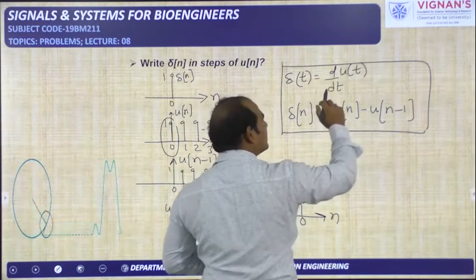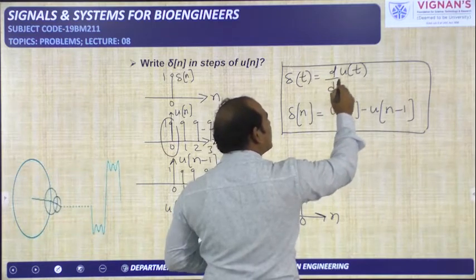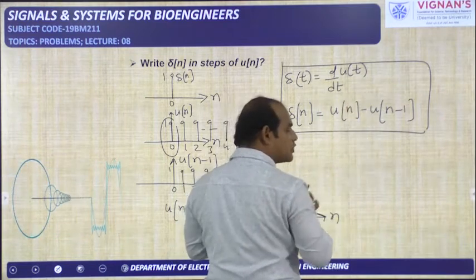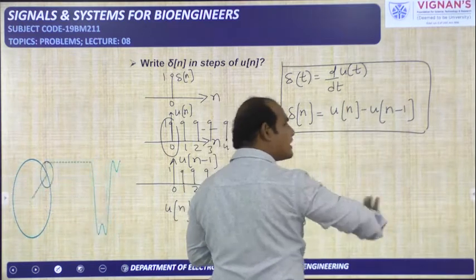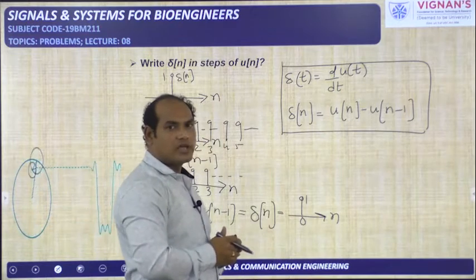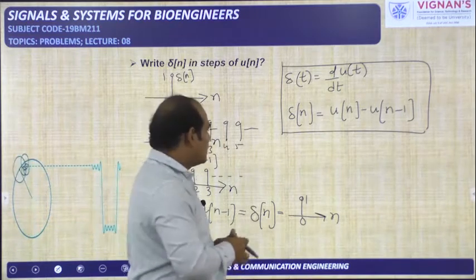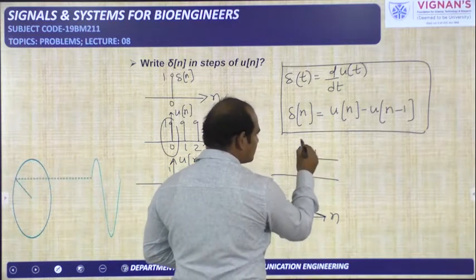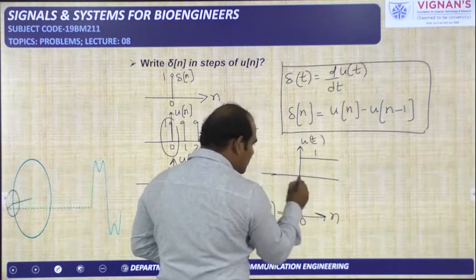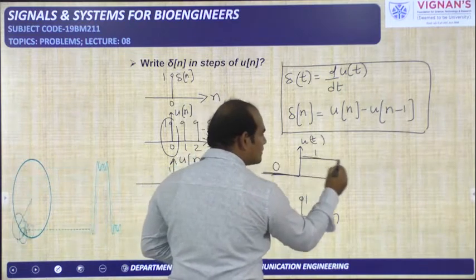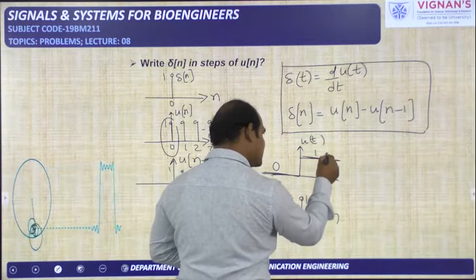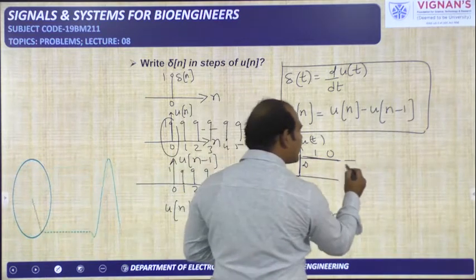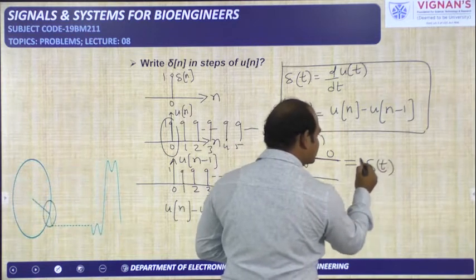Okay, so differentiation of u of t, how can we tell this one? Difference in y coordinates by difference in x coordinates, that is nothing but slope actually. Derivative means slope of the u of t only. For example, u of t is available like this. What is the slope of the x axis? 0. What is the slope of the 1? That means it is parallel to x axis, so it is also 0. What is the slope of this one? Infinity.